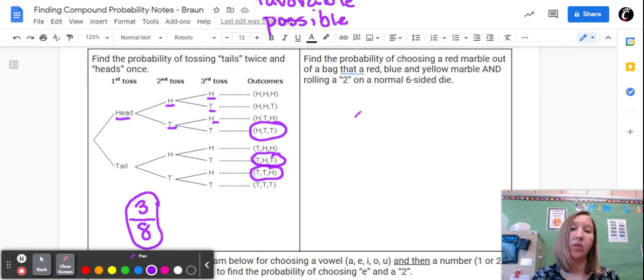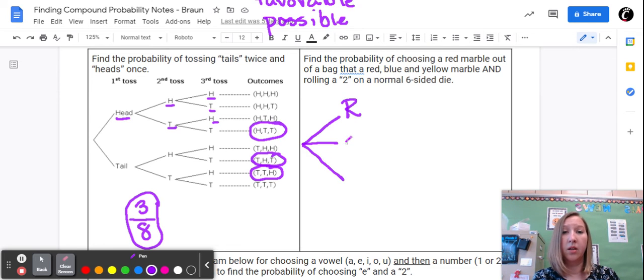All right, so then our next problem, we are going to create our own tree diagram. So we want to find the probability of choosing a red marble out of a bag that has red, blue, and yellow, and rolling a 2 on a normal 6-sided die. So my first action is going to be to pick out a marble. And remember, I've got 3 choices here. So I'm going to start with my 3 marble choices, and that's going to be red, blue, or yellow.